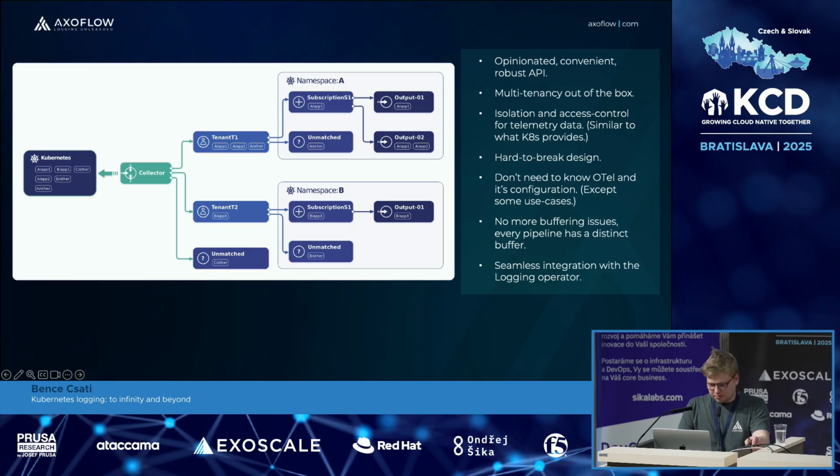But yeah, a big plus for us was that we have no more of that buffering problem we had before, because in OpenTelemetry you have distinct buffers per pipeline, and you don't have a specific global upper buffer limit. So our only obstacle would be that allocated disk space we had before. And last but not least, it was designed, obviously, so it can integrate with the logging operator.